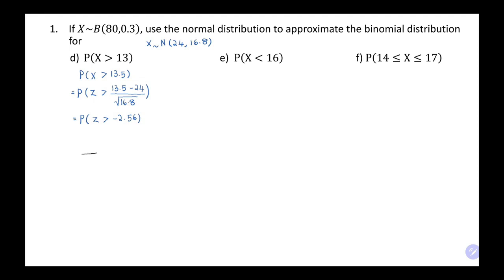We need to change, become positive. We sketch the area. We want greater than negative 2.56. Greater than, so this one. To find this area, we take total 1 minus with this tail. This tail to the left side. So P(Z less than negative 2.56). And we know this tail same with this tail.